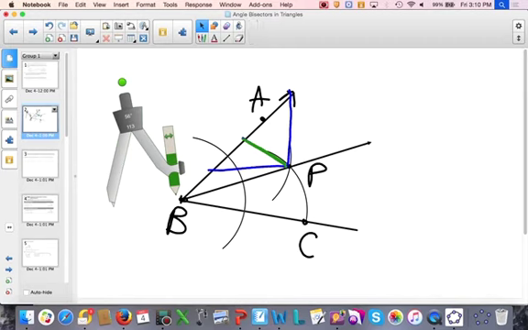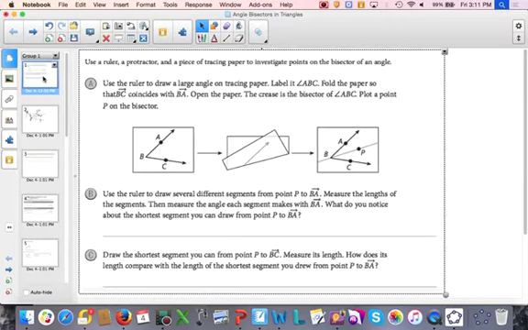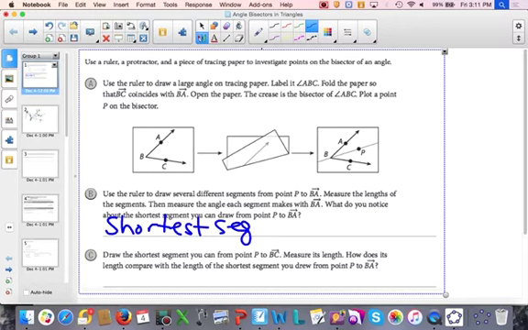Then it's asking to measure the angle formed by the segment drawn and BA. So again, I'm not going to pull out a protractor to do this, but I hope that you would notice that it looks really close to 90 degrees. So back here, what do I notice about the shortest segment we can draw from point P to ray BA? The shortest segment is perpendicular to BA.